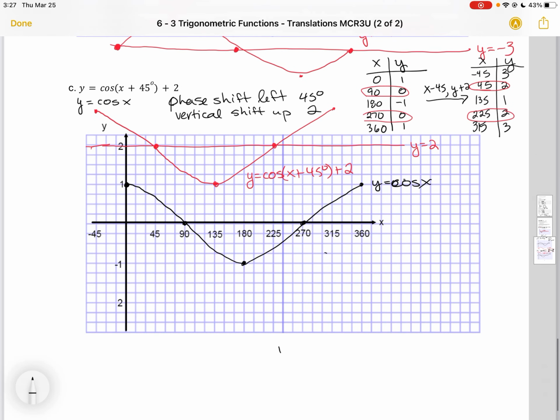And our last one, maybe the most exciting, our domain is the same. Our range is now going to go from 1 to 3. Always making sure you go to that lowest point, so 1 to 3. Then my amplitude is still 1 because I have no stretches. My period is 360 degrees or 2 pi, the length of time it takes to complete one cycle. My max value is 3, and my minimum value is 1. Those are 3 examples of phase shift and vertical translation.